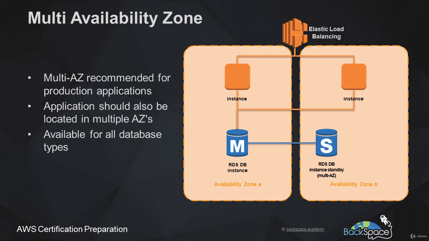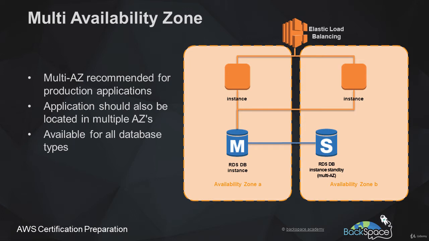So we would have a master database located in an availability zone there, A, and we would have a standby database instance there located in the other availability zone, and that would be asynchronously updating that standby instance from the master database whenever reads or whenever writes occur on that master database. So whenever information changes, that standby instance will be updated at the same time.